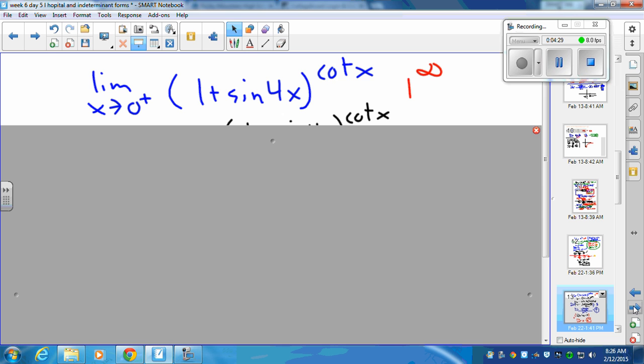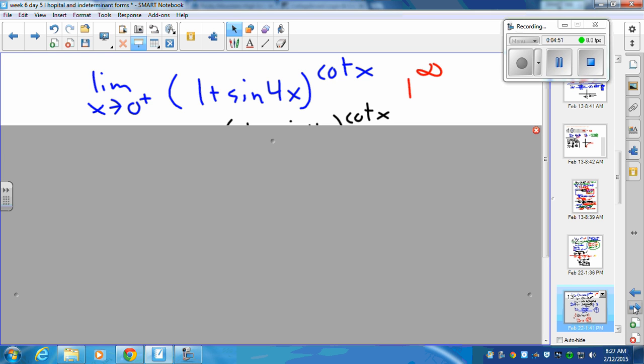Okay, so try this one out. If you want, you can hit pause a little bit. Try this one out. I have all of the answer revealed below. You guys can go to the boards if you want. This is 1 plus sine 4x to the cotangent of x. And when you plug in 0, sine of 0 is 0. So 1 plus 0 is 1.